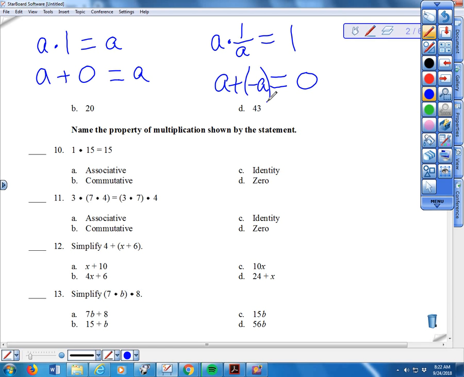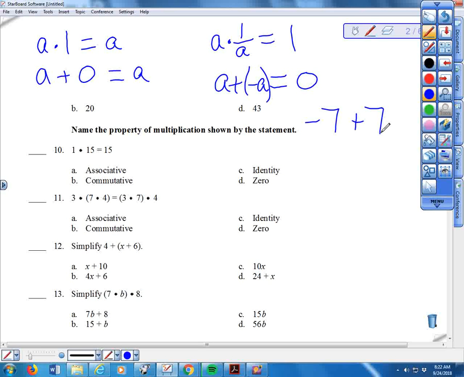If I had negative 7 and I needed to undo that, what do I add to it? 7. Yeah, so the inverse of negative 7 is positive 7 when I'm adding. The inverse of negative 7 when I'm multiplying is what? Negative 1 over 7. Yep, don't forget the negative. The inverse of negative 7 multiplying is the reciprocal, which is negative 1 over 7.